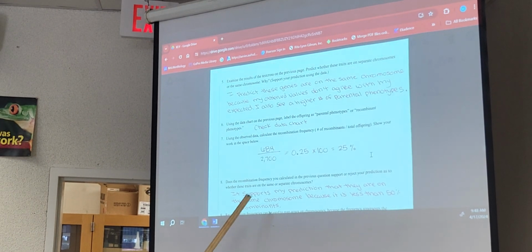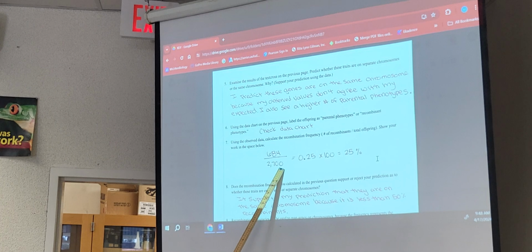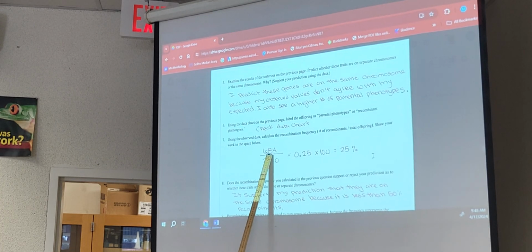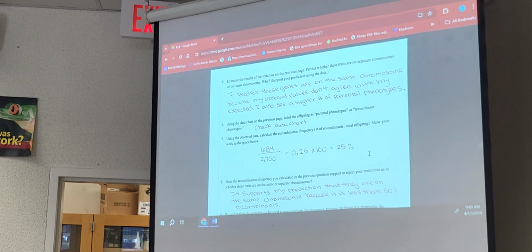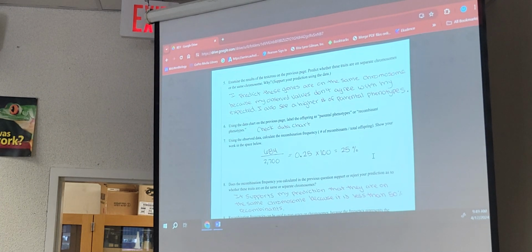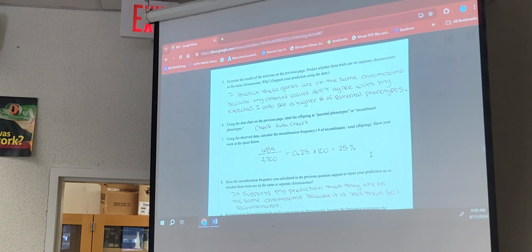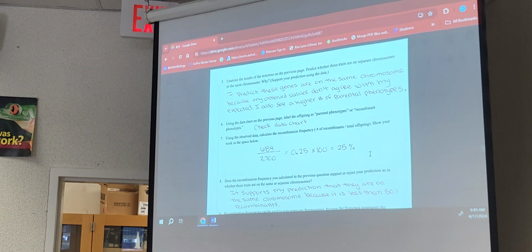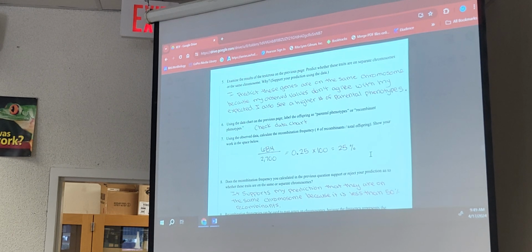So we had 684 out of 2,700, right? We get 0.025 times 100 equals 25%. 25% of the offspring are recombinant, meaning neither one looks directly like the parent, so 75% are parental phenotypes. Do we understand everything we've done so far here?